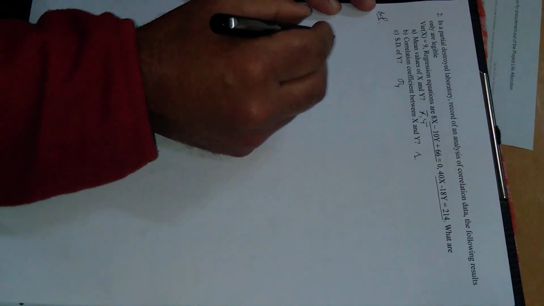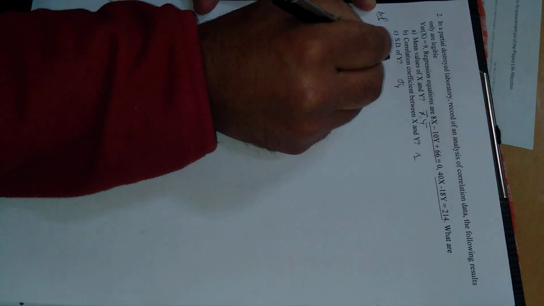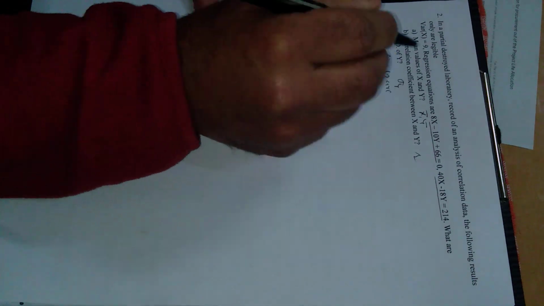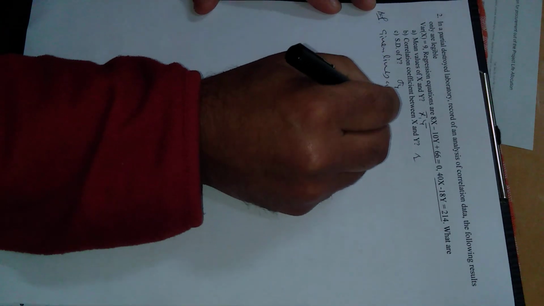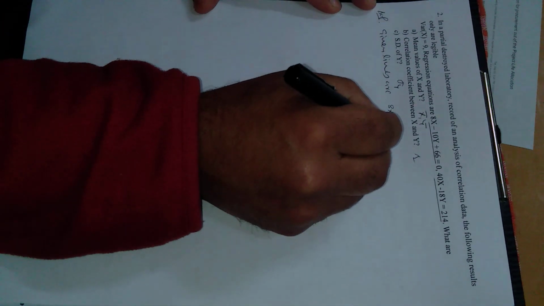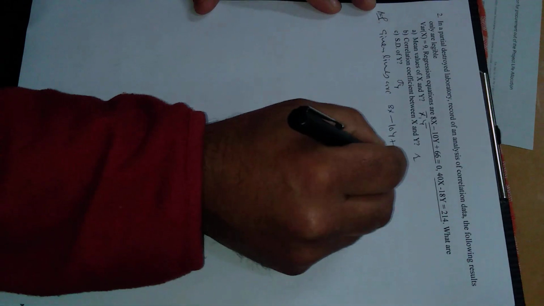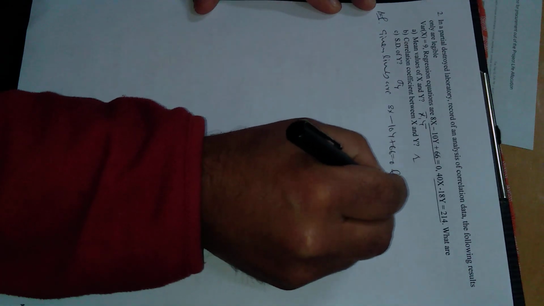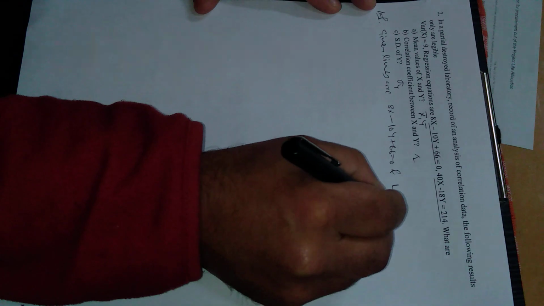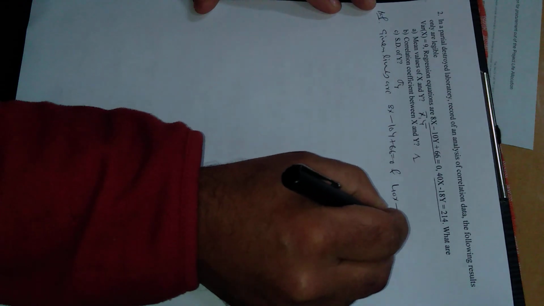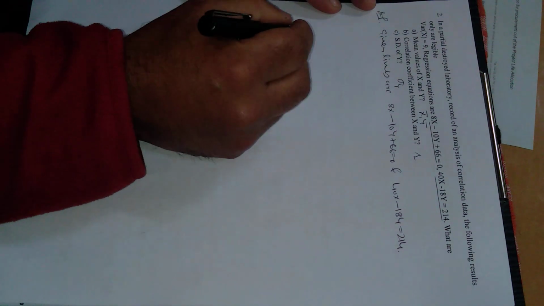Solution. The lines of regression equations are given: 8x minus 10y plus 66 is equal to 0, and the next is 40x minus 18y is equal to 214.